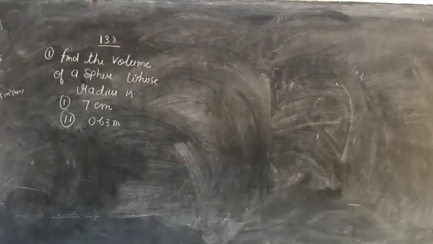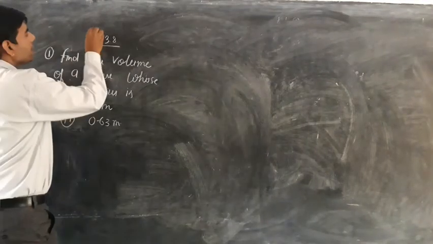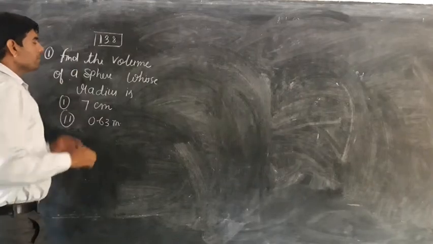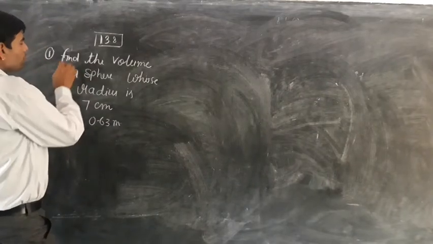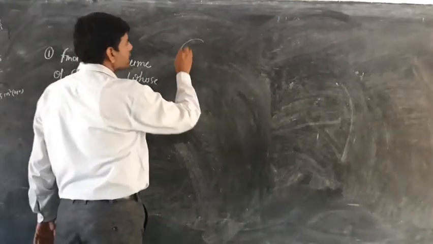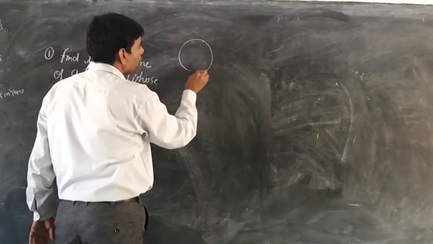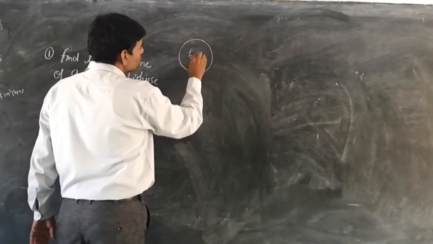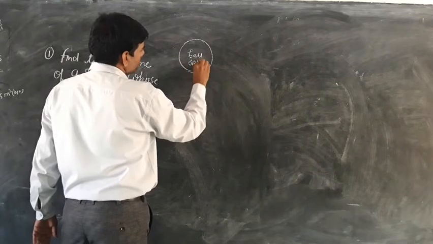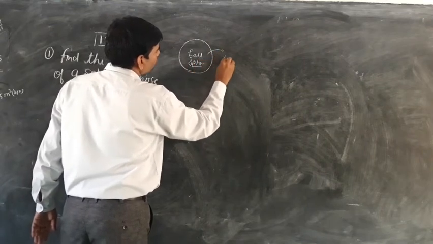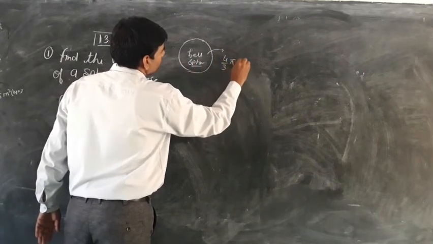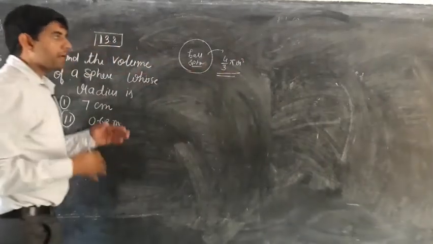Now started. Exercise 13.8, Surface area and volume. In the first question, volume of sphere. A sphere is just like the shape of a ball. Ball is the shape of sphere. The volume of sphere is 4 by 3 pi r cube.